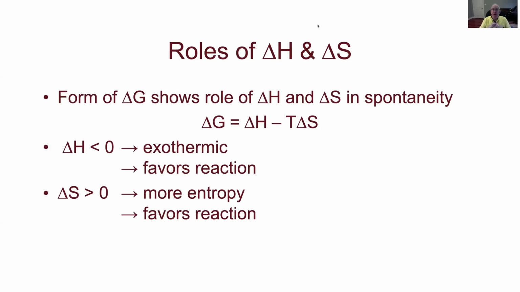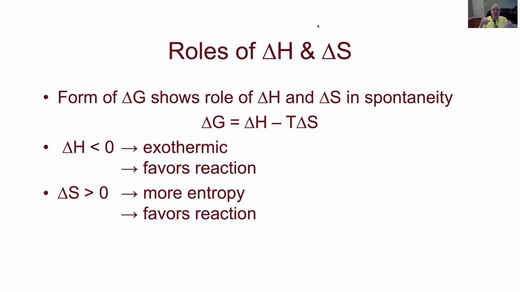So that says for minus T delta S to be negative, if T is positive, I also need delta S to be positive. So delta S is positive. That means entropy of the system increases. That's a factor in favor of the reaction, right? So my reaction is more likely to happen if delta S is positive. That's going to help it to be spontaneous.